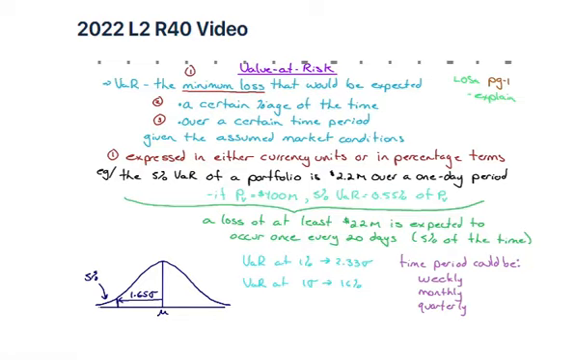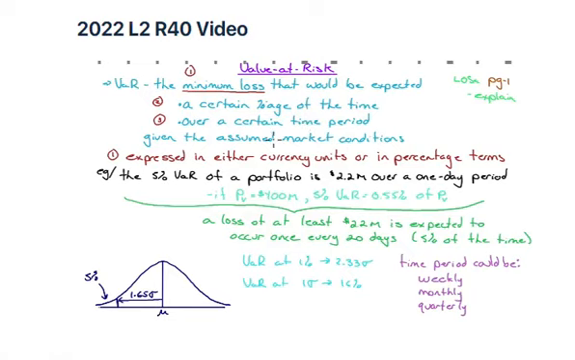Explain the use of value at risk in measuring portfolio risk. So let's make sure we know what VaR is first. It is, and I've highlighted three important things of this definition you should pay attention to, the minimum loss that would be expected a certain percentage of the time over a certain time period given the assumed market conditions. We'll demonstrate a little later on what these assumed market conditions are. This minimum loss can be expressed either in currency units as a dollar amount or in percentage terms.